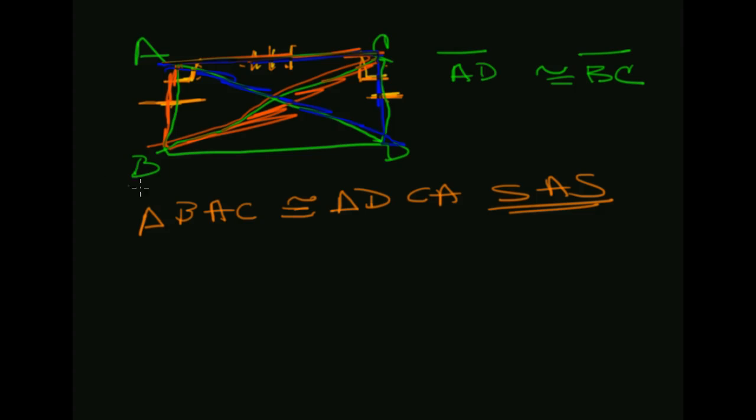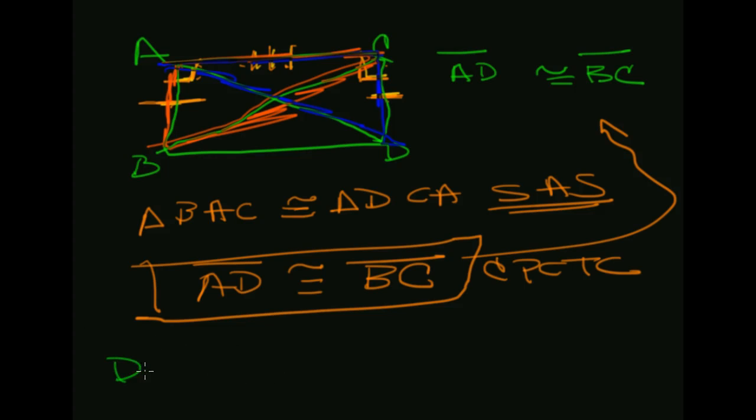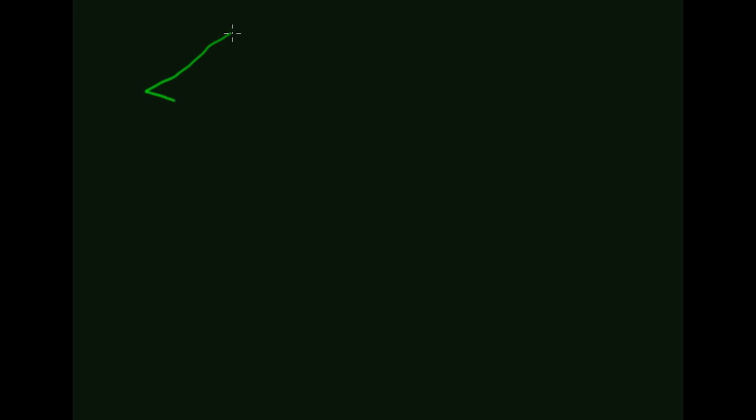Now if you look, BC is in the red triangle. That has to be congruent to AD, which is the same side but in the blue triangle. That's by CPCTC, which means that in fact the diagonals of the rectangle, as we conjectured, must be congruent. So there we go. There's one of my properties of a rectangle, that their diagonals have to be congruent in a rectangle. Okay. Well, that was kind of fun. What about a rhombus?